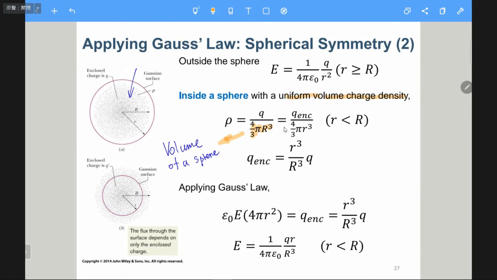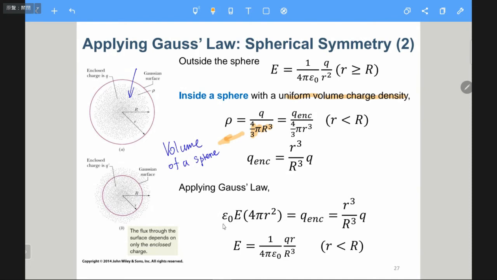Yeah. So here we can just cancel 4/3 pi. We will have Q enclosed. We move this term to this side and then just swap them. So we will have r cubed over capital R cubed times Q, like this. So this is the Q enclosed when we try to apply Gauss law to this Gaussian surface.